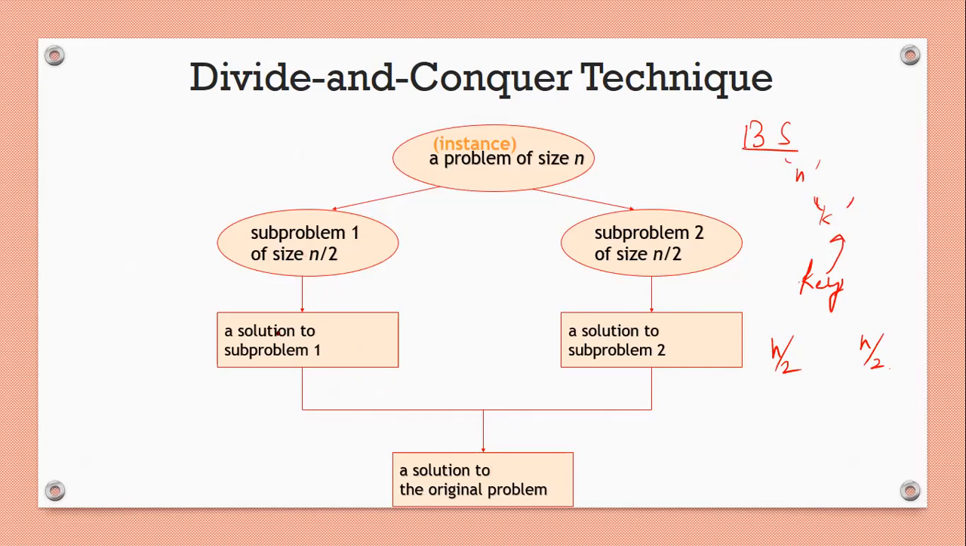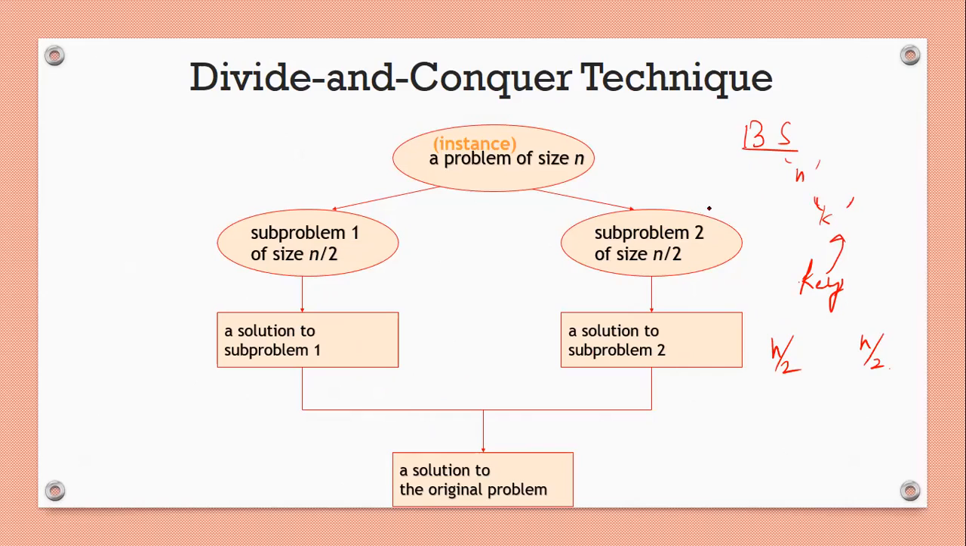So in the case of binary search, what will be the solution to the subproblem 1? Whether we have found the key, yes or no. If we have found it, we will say okay, found. We won't go for this side. The solution for this side is not needed, and we directly give the original solution.